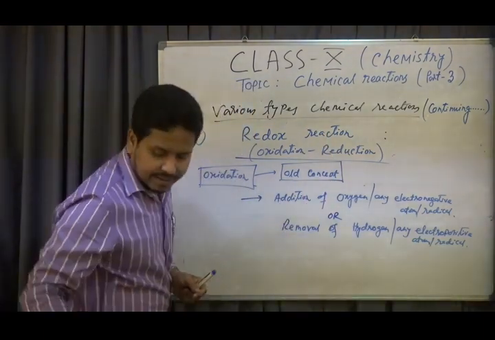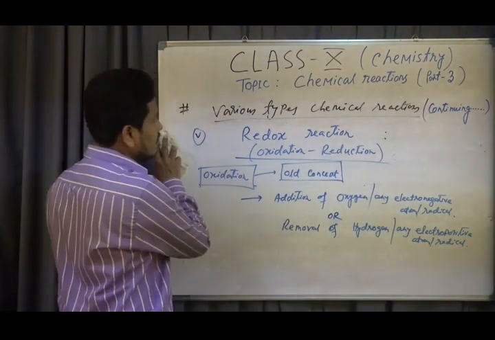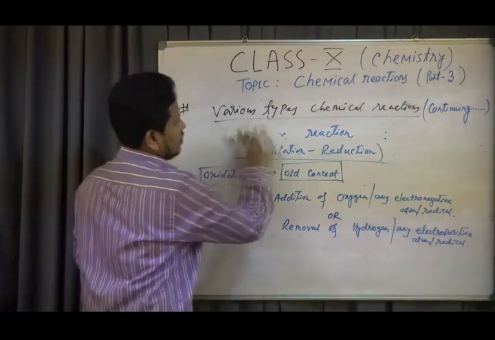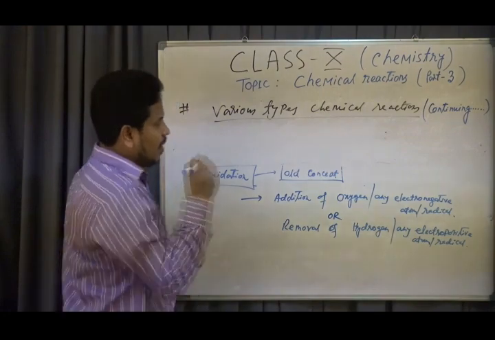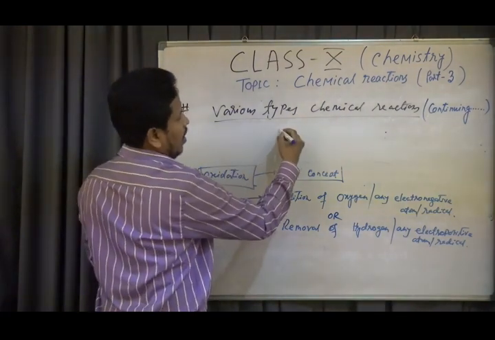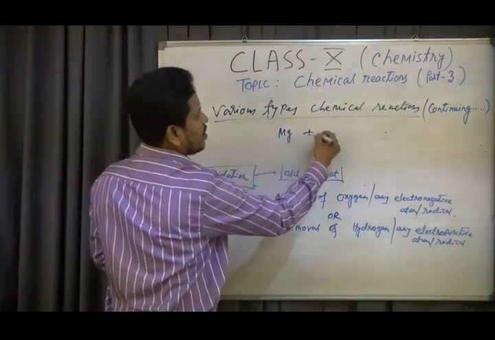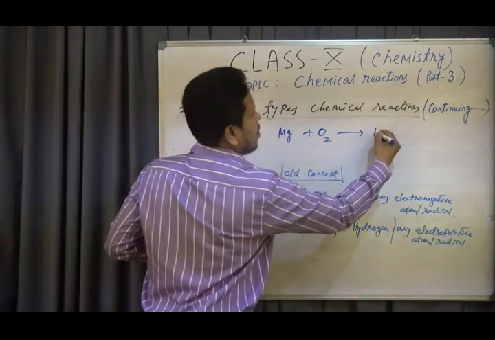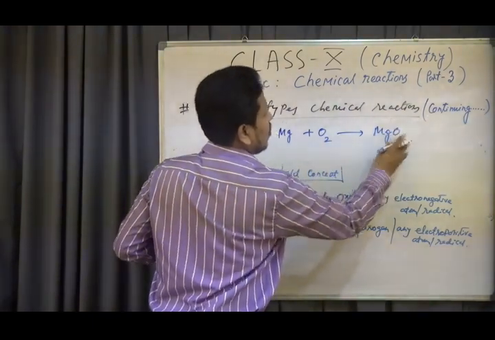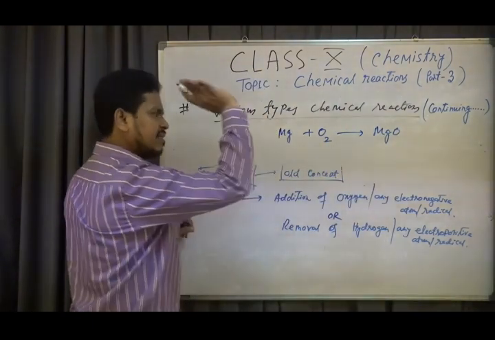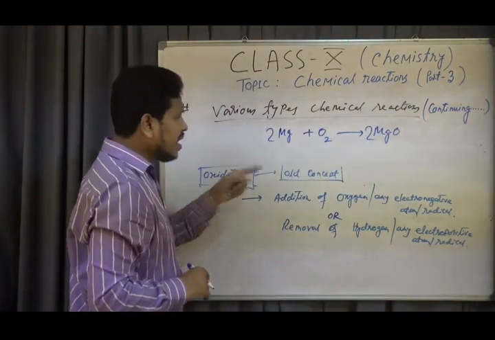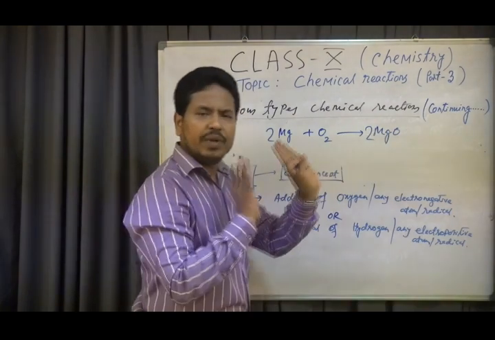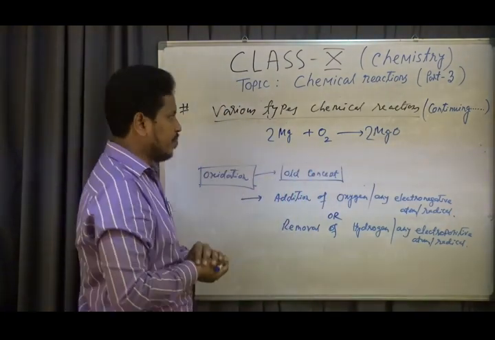I am giving an example to explain this. Old concept of oxidation process. Look at this, my dear students. Let magnesium burn in air to give magnesium oxide. Already you know this reaction. Balancing is there: 2Mg plus O2 gives 2MgO. Solid, gas, solid to be written in the balanced equation. So look at this.